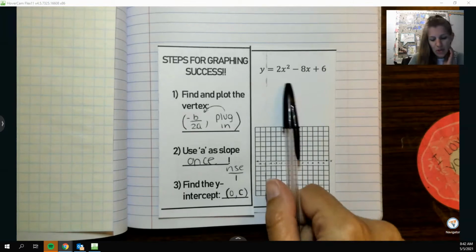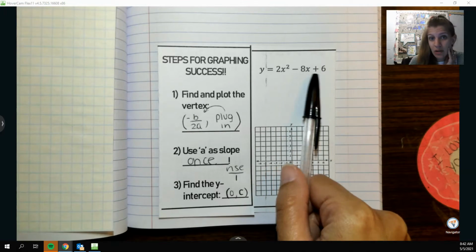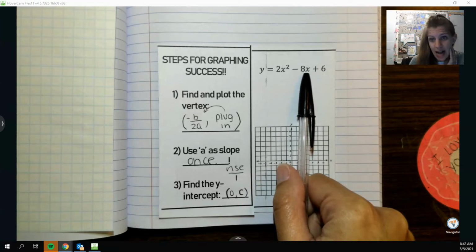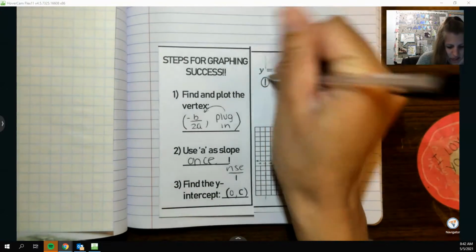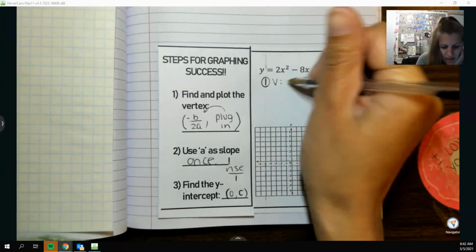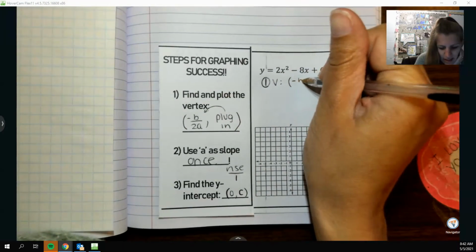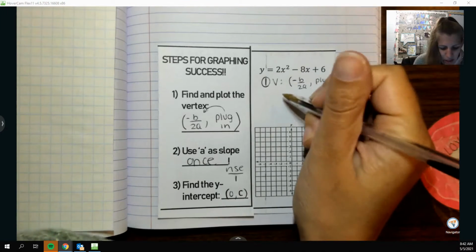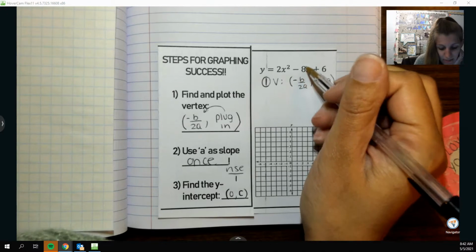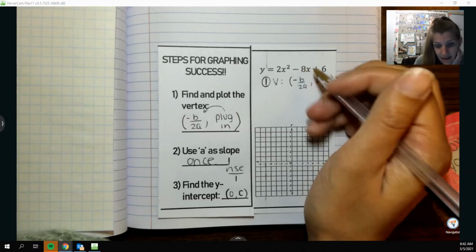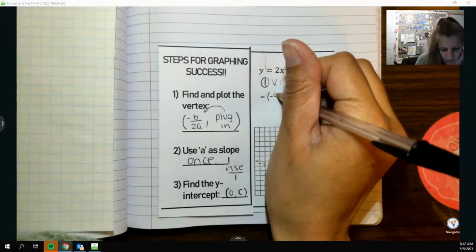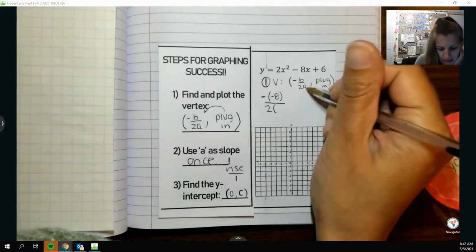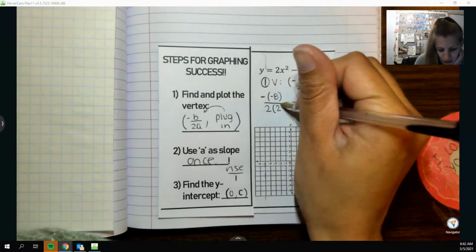Okay, so if we look at this quadratic right here in standard form, and I can tell it's standard form because I have an x squared and an x, the first thing that I need to do is find that vertex. So we have to do our little negative b over 2a and then plug it in. Looking at this, the b value is negative 8, so that goes on top of my fraction, divided by 2 times the a value, which is 2.